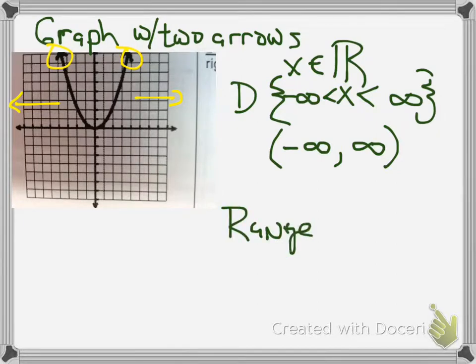What about the range? Well, the range is a little different. It bottoms out. It reaches a bottom at 0. And then it goes up forever. So I'm not worrying about left and right. I'm worrying about, again, low and high. And on the low point, it stops at 0. And on the high point, it goes up forever, so it's infinity.